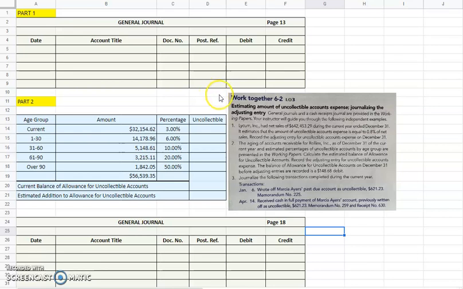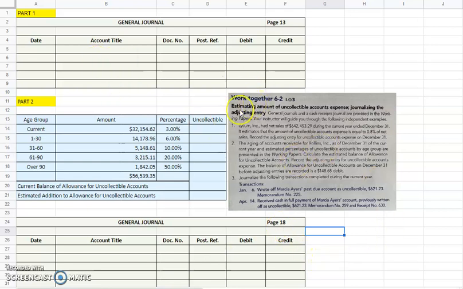In this video, I'll go over Work Together Problem 6-2 from page 185 of your Century 21 Accounting Textbook, the Advanced Edition. It is on estimating the amount of uncollectible accounts expense and journalizing the adjusting entry. We have parts 1 through 3 on the first tab here, and then we have a cash receipts journal on our second tab.